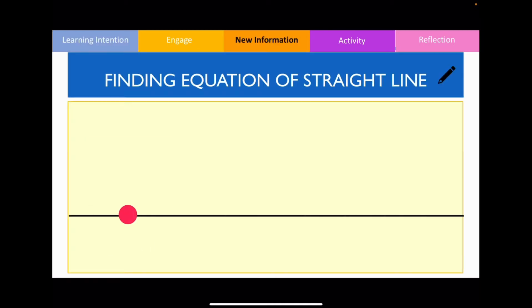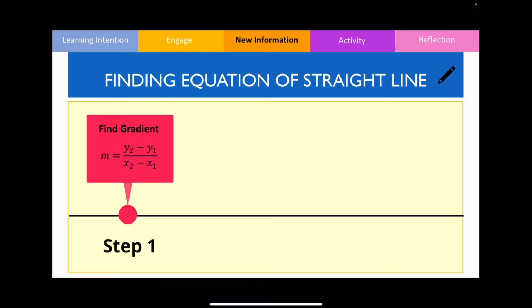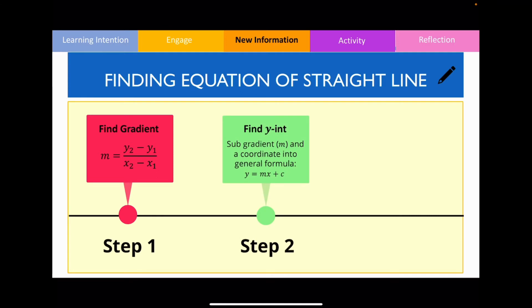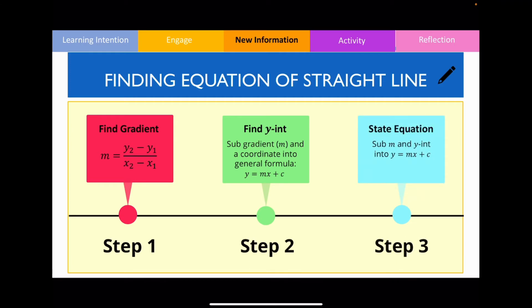Because we know that the straight line is often written in the y equals mx plus c form, we have to first find out what the gradient is, and that is achieved by using the following formula. The next step is for us to find out what our y-intercept value, the c value, is, and this was achieved by substituting a coordinate into the equation and then rearranging to solve for c. Afterwards, to get the equation, all we need to do is substitute our answers from step 1 and step 2 into the y equals mx plus c form to get our answer. This slide summarizes all the steps needed to get the equation of a straight line.